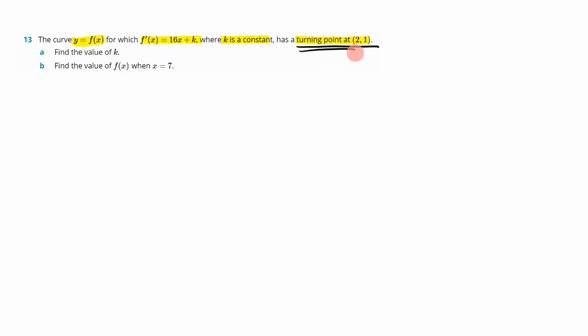Now, as soon as I see the words turning point, I'm thinking of this in my head. This is my turning point. What do we know about a turning point, especially in regards to derivatives? We know that the derivative is going to be equal to 0 at that point. So this right here is telling me that my derivative is equal to 0, or to say it another way, my gradient is equal to 0 when x is equal to 2.